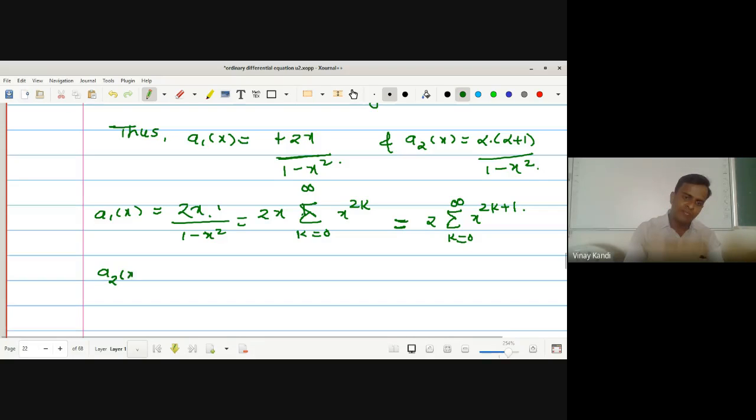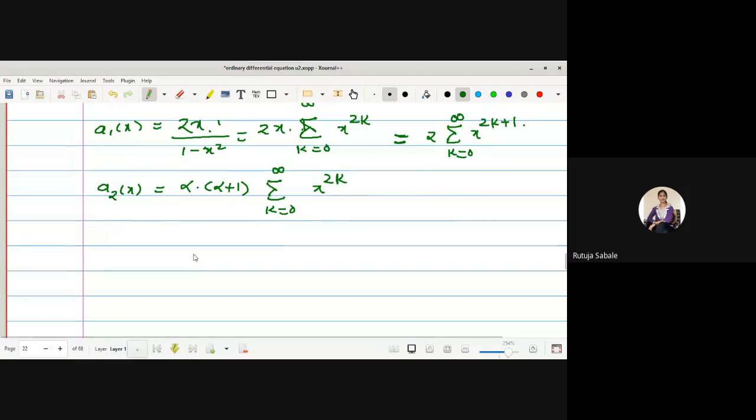And a2 of x is equal to alpha into alpha plus 1, and the summation of 1 upon 1 minus x square is nothing but summation k running from 0 to infinity x raised to 2k. In a1 of x, all terms will be odd terms, because here there is x. And in a2, all terms will be even terms: 1 plus x square plus x raised to 4 plus and so on. Okay, up to here any doubt?